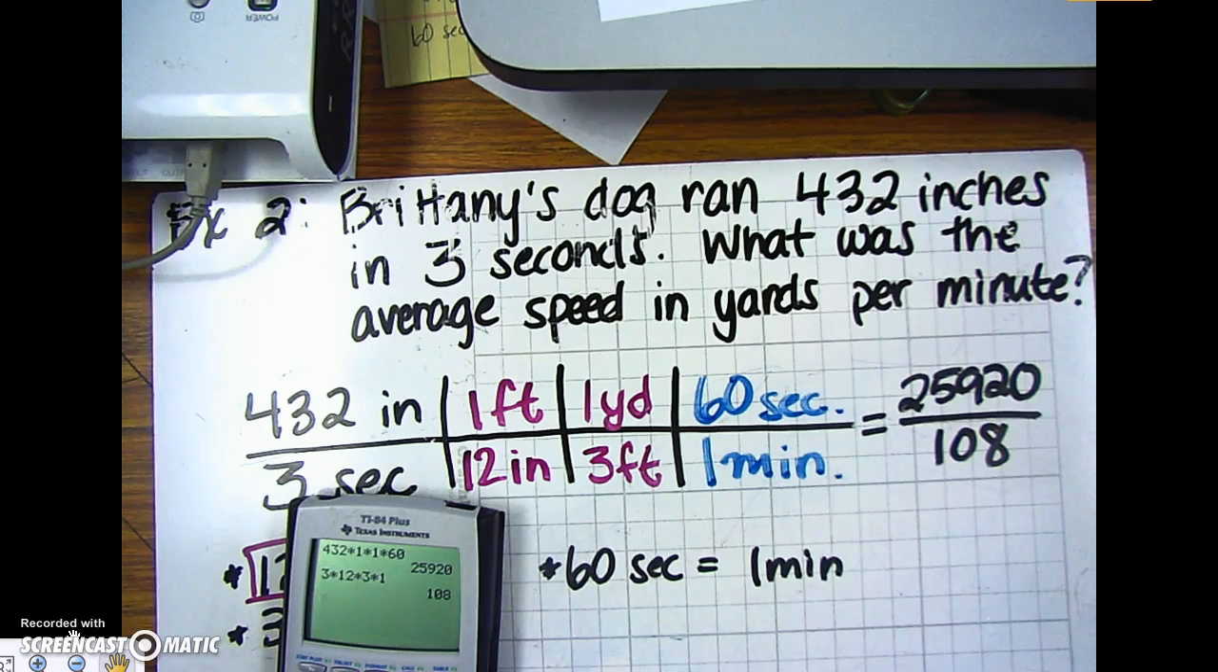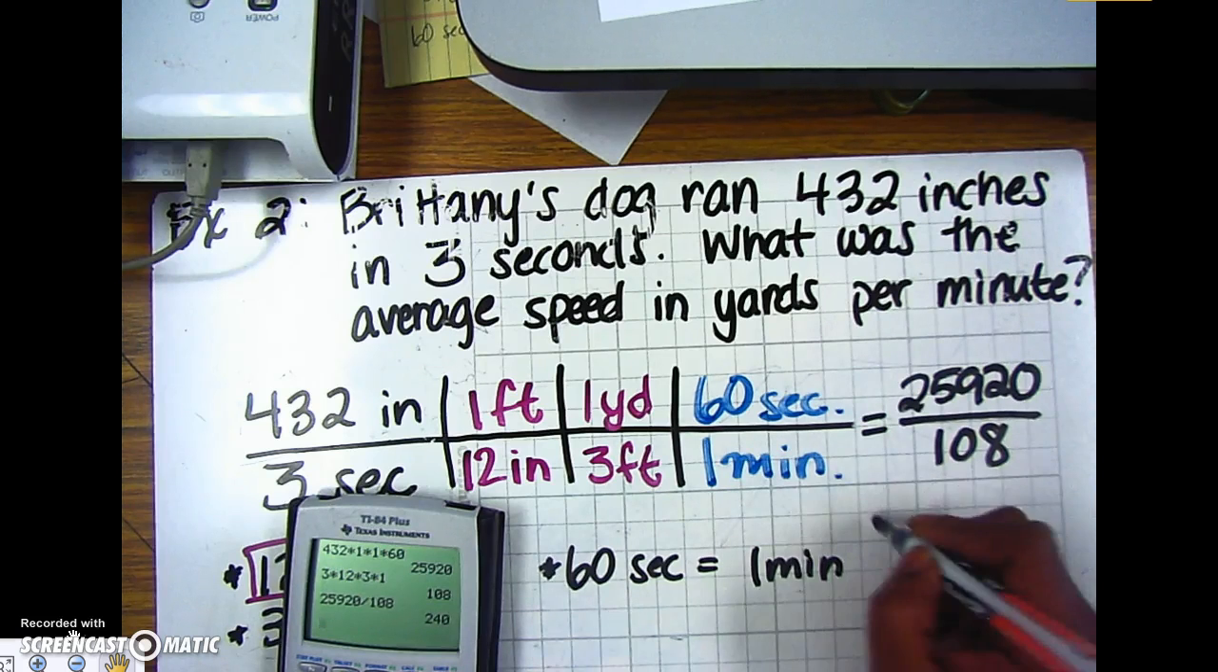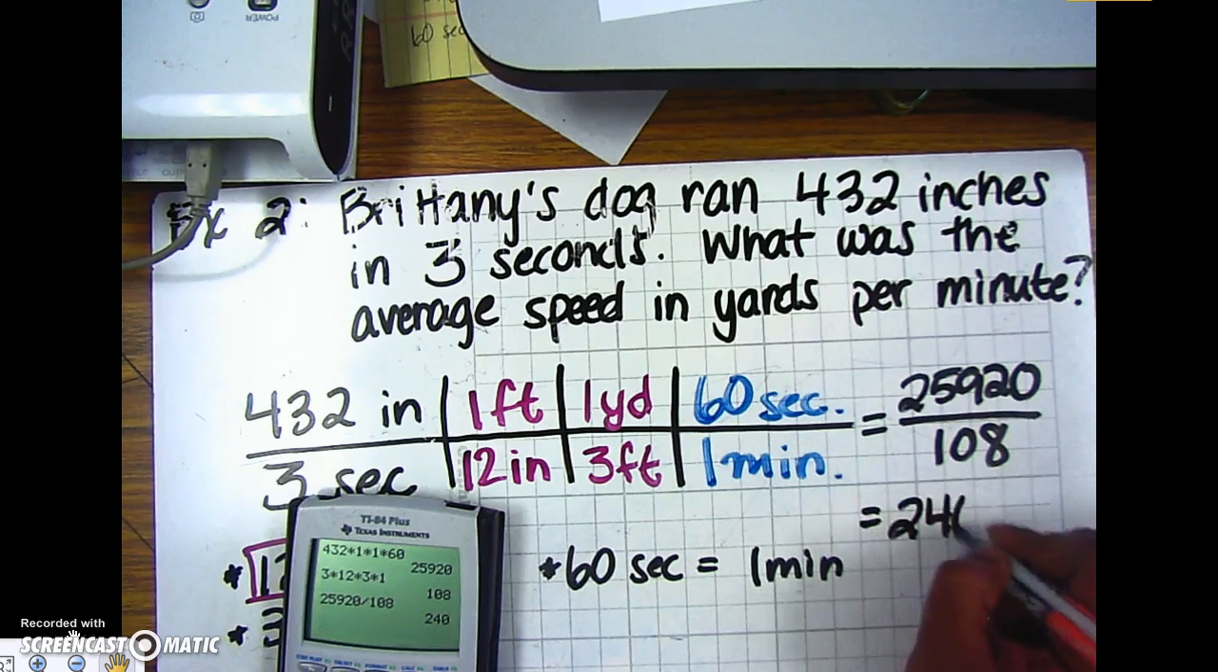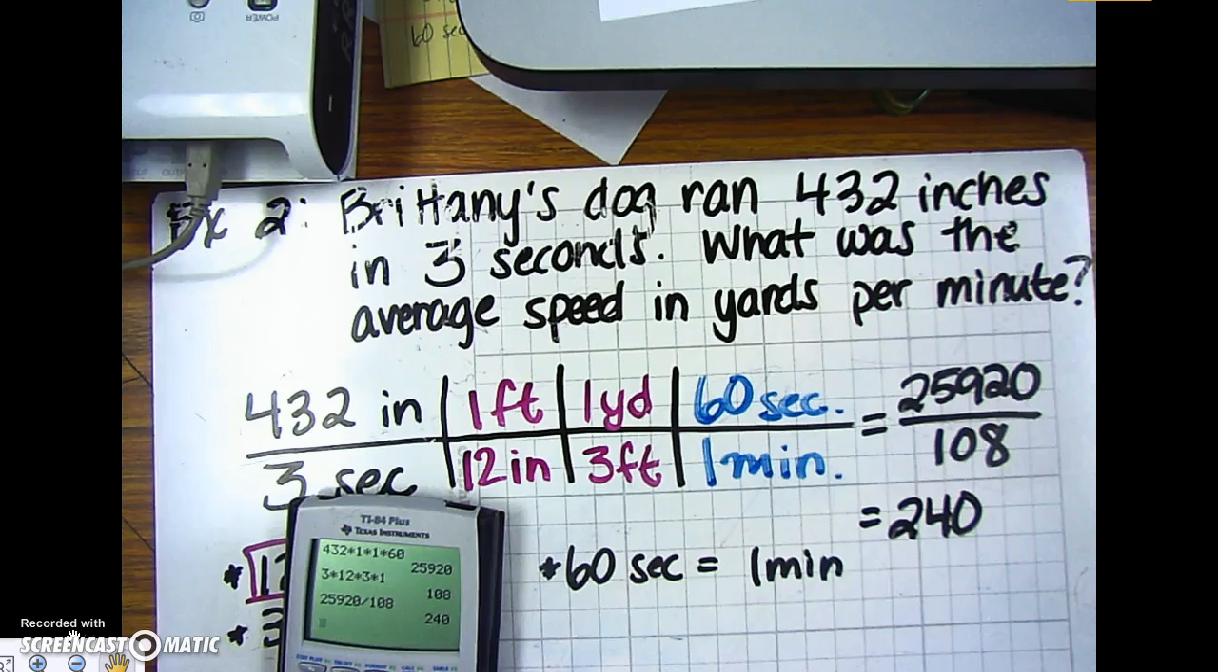Now we're going to divide these two numbers. 25,920 divided by 108, and that will give us 240. So that means Brittany's dog ran 240 yards per minute.